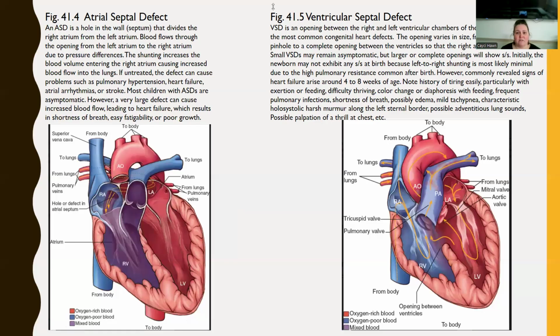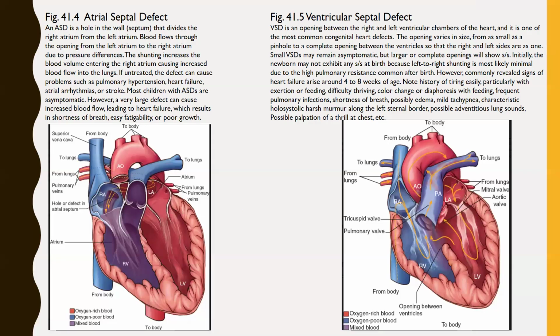Now, let's talk a moment about ventricular septal defect. VSD is an opening between the right and the left ventricular chambers of the heart, and this is one of the most common congenital heart defects. So the opening varies in size. It could be as small as a pinhole to a complete opening between the ventricles so that the right and left sides are as one. Small VSDs may not have any symptoms at all, but larger or complete openings will definitely show signs and symptoms.